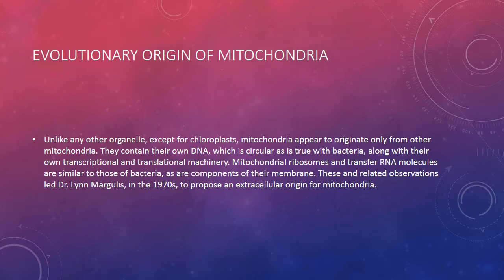The evolutionary origin of mitochondria. Unlike any other organelle except for chloroplast, mitochondria appear to originate only from other mitochondria. They contain their own DNA, which is circular, as is true with bacteria, along with their own transcriptional and translational machinery. Mitochondrial ribosomes and transfer RNA molecules are similar to those of bacteria, as are components of their membrane. These and related observations led Dr. Lynn Margulis in the 1970s to propose an extracellular origin of mitochondria.